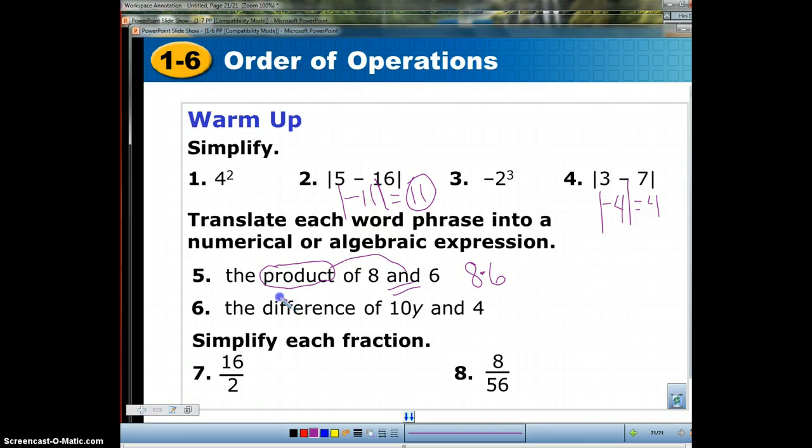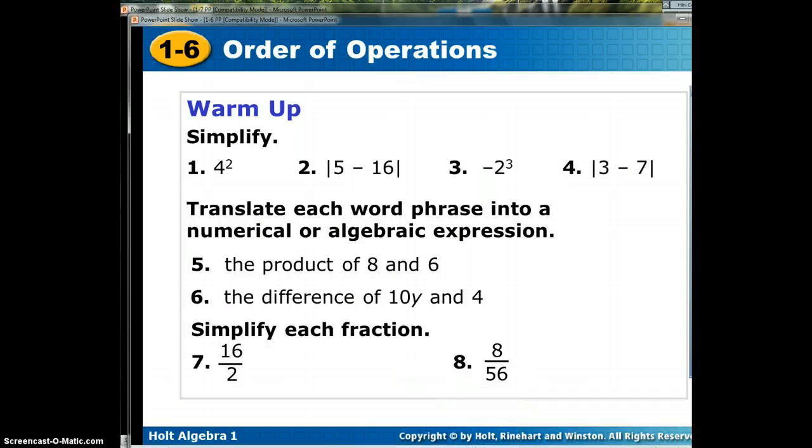Number 6, we have the difference of 10y and 4. Difference means subtract. Look for the word and. The difference of 10y, and that's where the subtraction goes. So 10y minus 4. I'm going to put the rest of the answers up here. Check your answers. Make sure you're doing them right as we go through them.